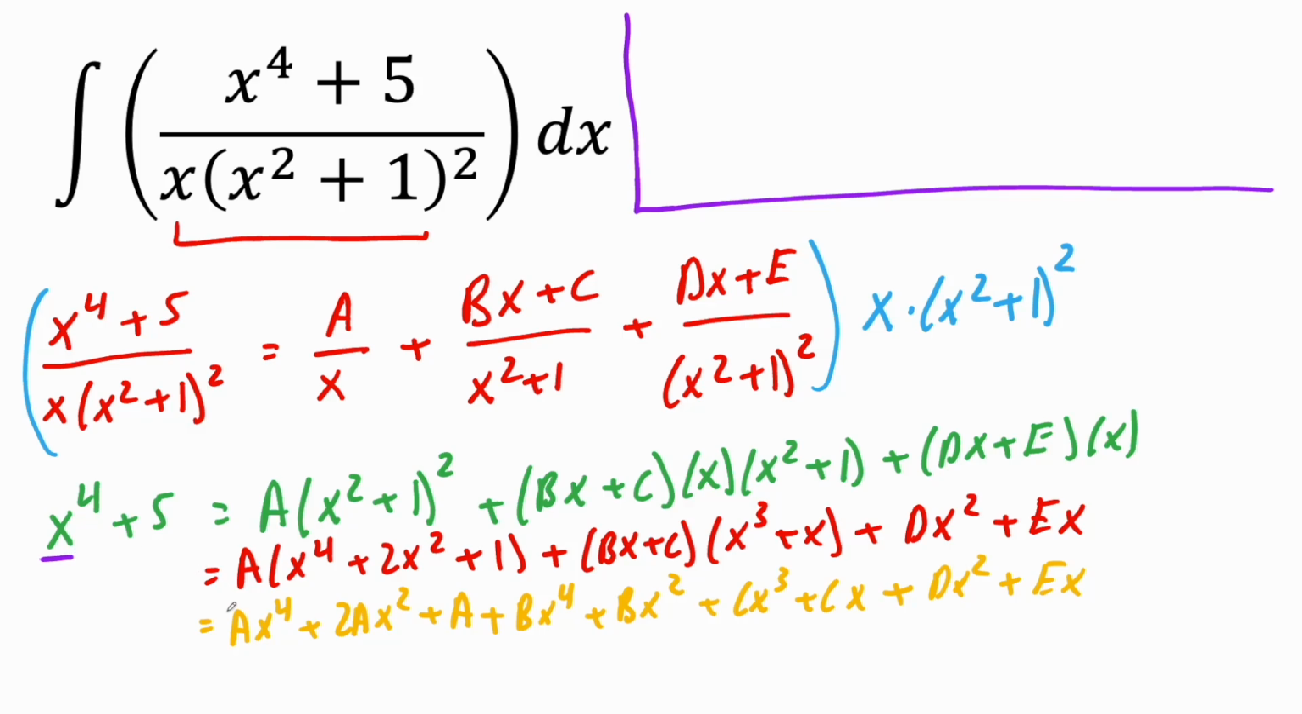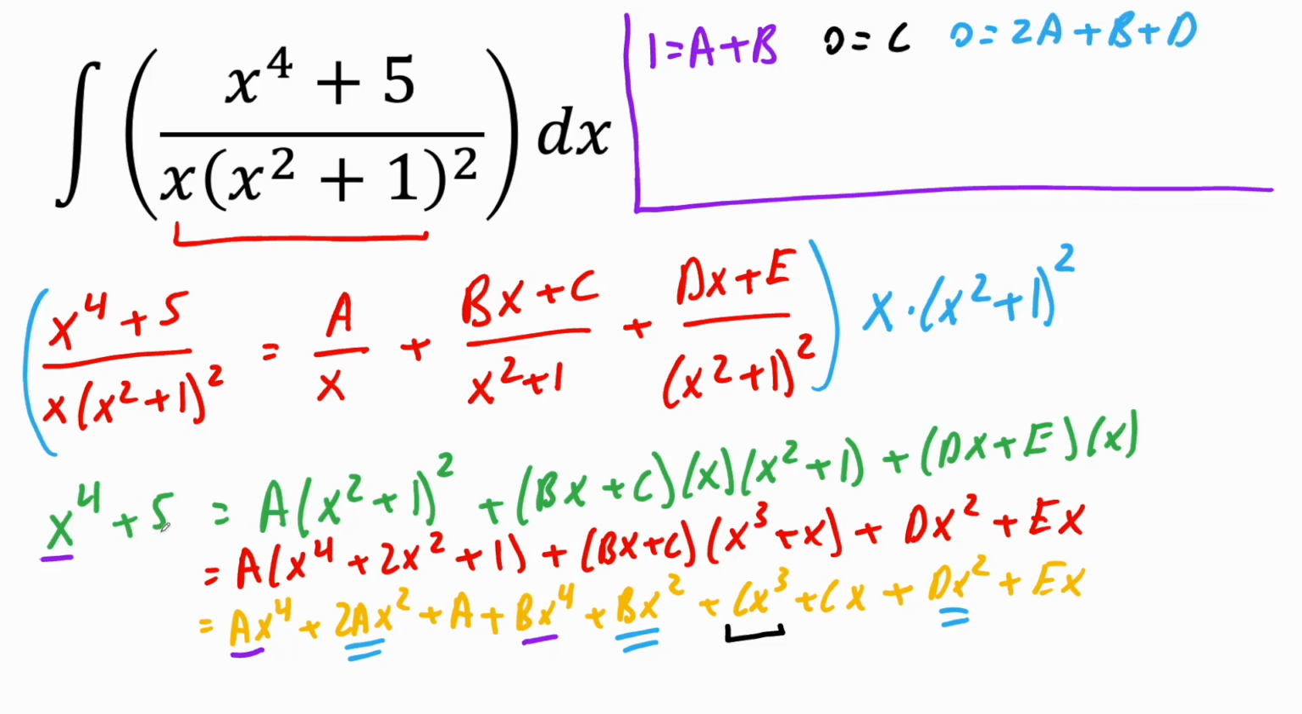So we have x raised to 4, we have it here also, and here. So we can say that 1x raised to 4 is equal to A plus B. Now we don't have an x cubed, so I'm going to say 0 is equal to, we have an x cubed here, so 0 is equal to C. Now we don't have an x squared either, so we're going to say that 0 is equal to, we have an x squared here, we have an x squared here, and we have an x squared here. So 0 is equal to 2A plus B plus D.